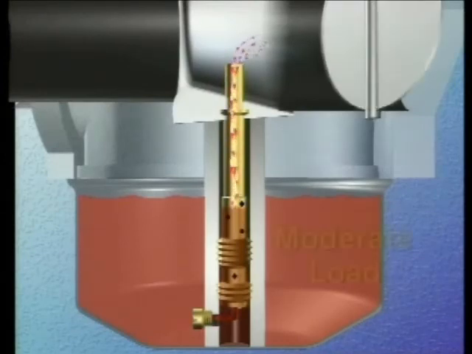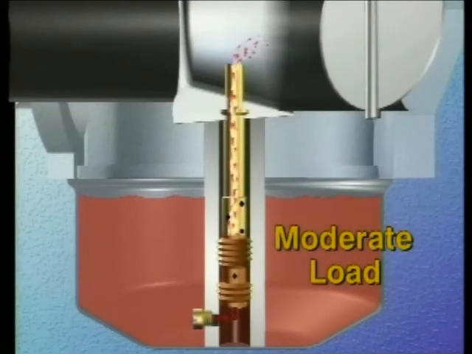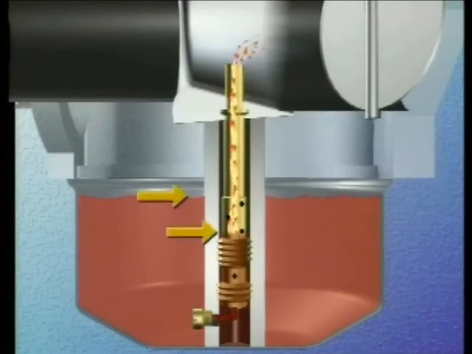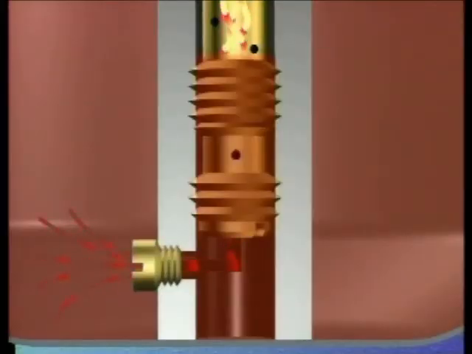When the engine is running under a moderate load, the level in the tube drops even further. At this point, there's a significant difference between the level in the tube and the level in the bowl. Again, the limiting factor is the amount of fuel that can pass through that orifice in a certain amount of time, compared to the amount of fuel the engine is actually consuming.